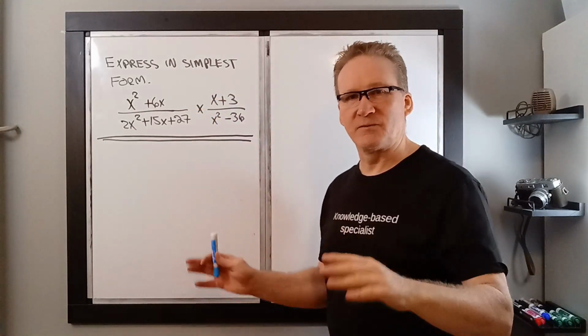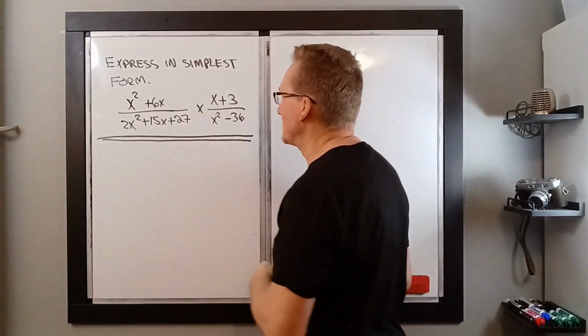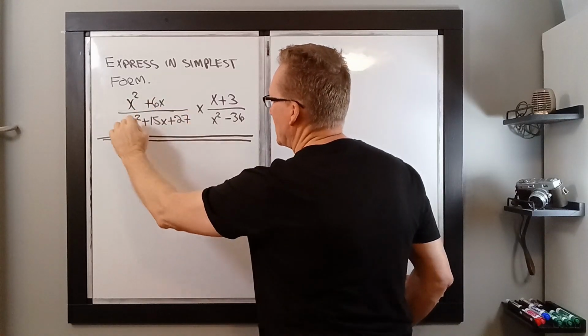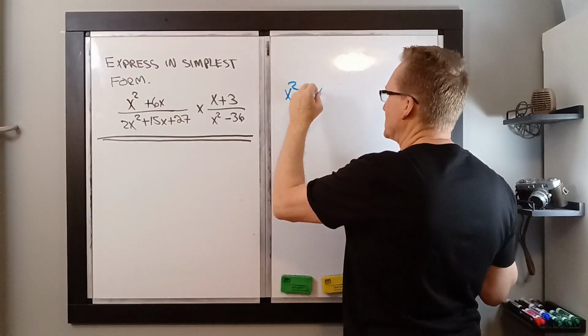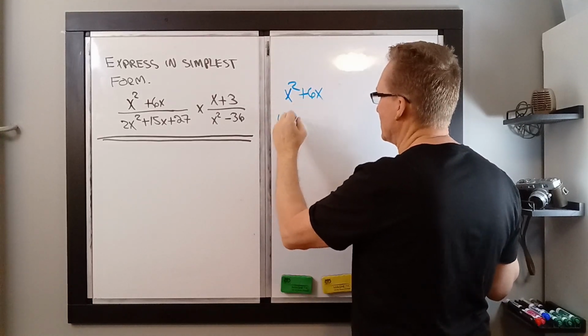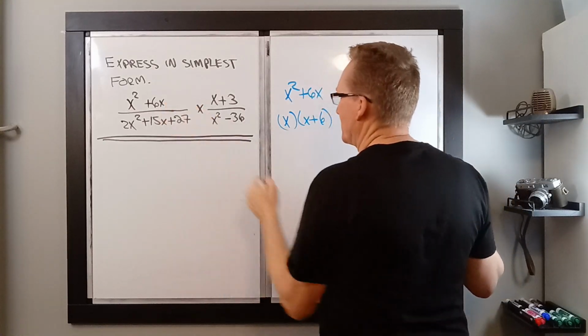When you're thinking simplest form, the first thing that should come to your mind is, can any of these things be factored? Can you pull something out and can you cancel something? So I'm going to take a look at this term here first. The top is x squared plus 6x. Well, that definitely has something in it. We could take an x out and make this an x plus 6. So there's a little bit of factoring we can do up there.